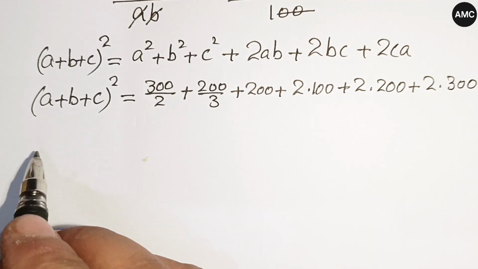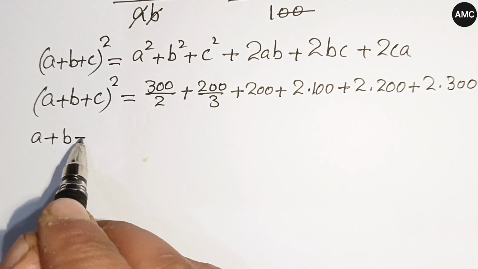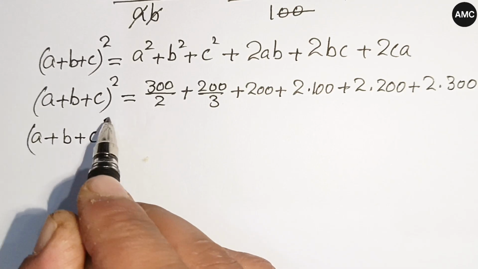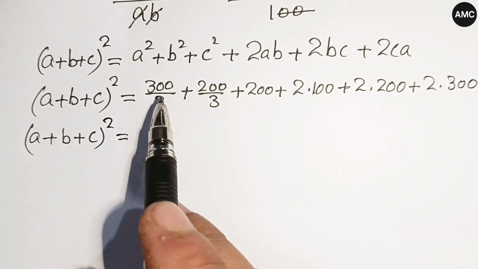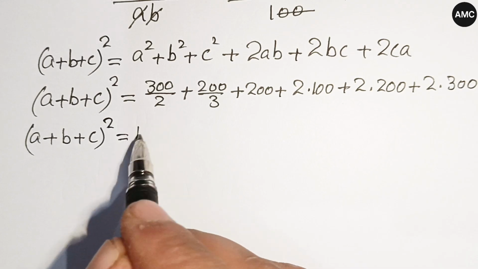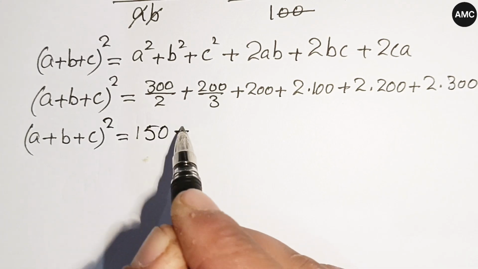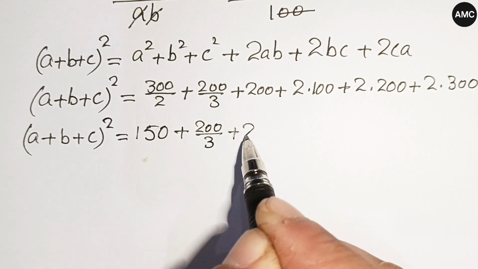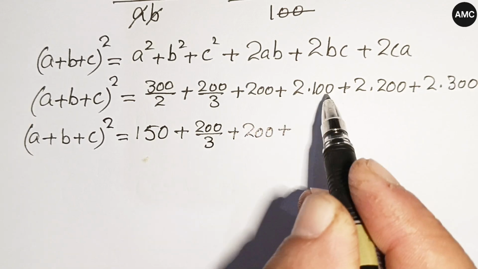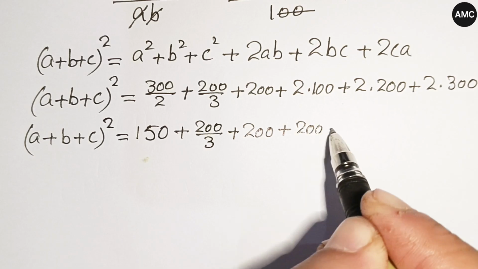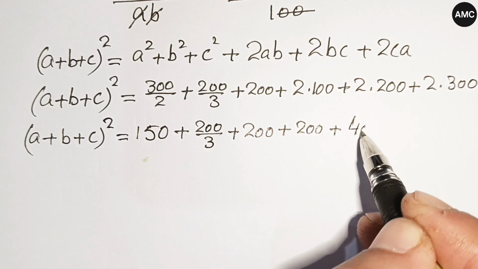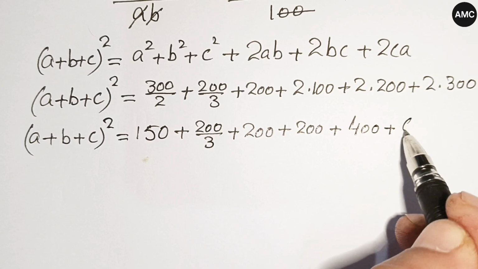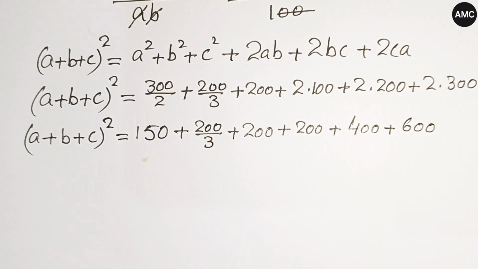Our next step will be (a + b + c)² is equal to, here we have 300 divided by 2, we get 150, plus 200 divided by 3, plus 200, plus 2 times 100 is 200, plus 2 times 200 is 400, 2 times 300 is 600.